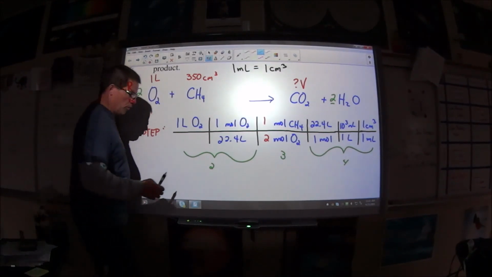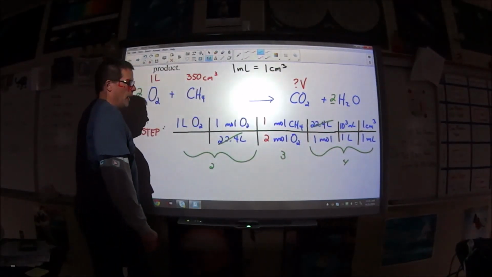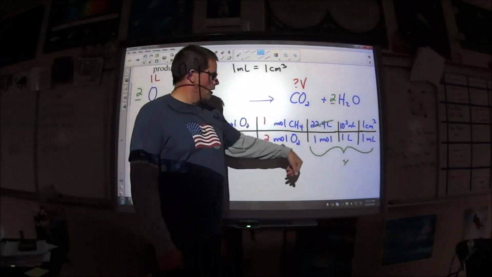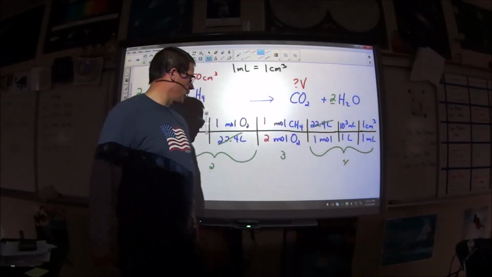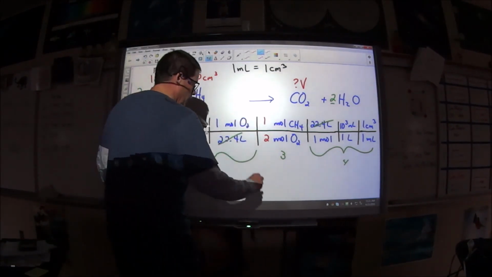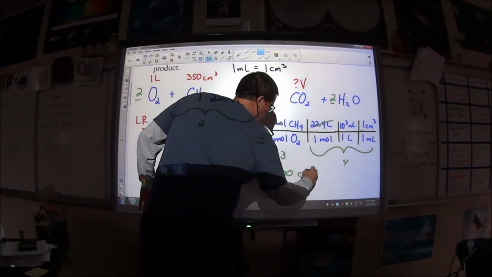Now, we could cancel a couple things out. We don't really need to focus on the 22.4s. So if I do 1 times 1 times 1 times 1,000, I've got 1,000 on top, divided by 2, that gives me 500. So this equals 500 centimeters cubed.